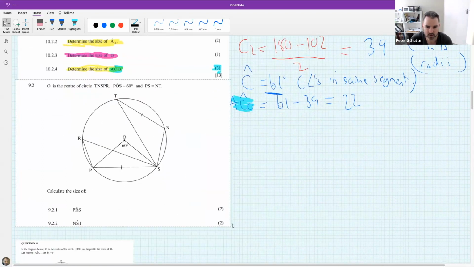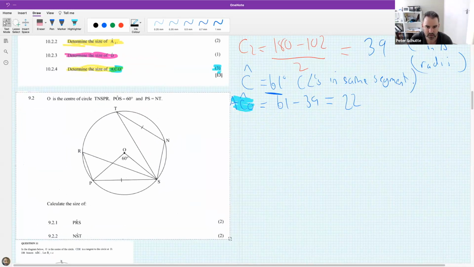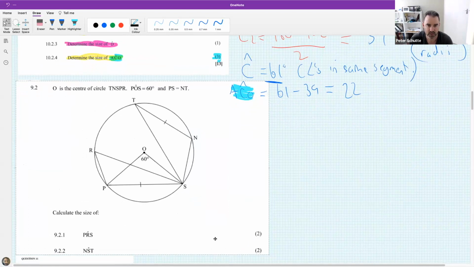Let's do this question. Let's just try and enlarge this. Can you find me PRS? Find me the size of that angle using reasons, and find me the size of NST, which is this one down here. See what you can do.